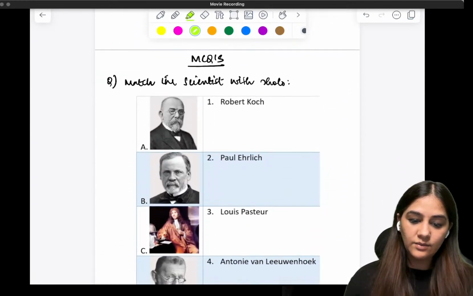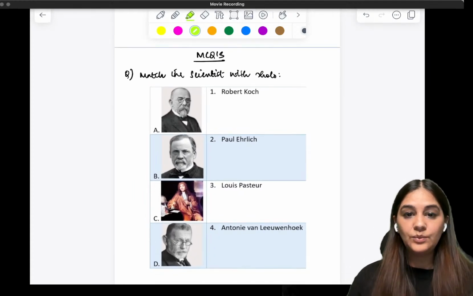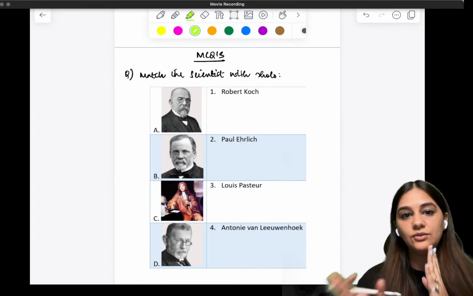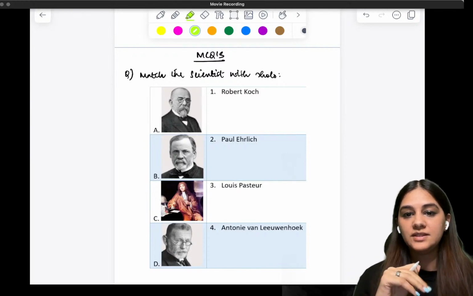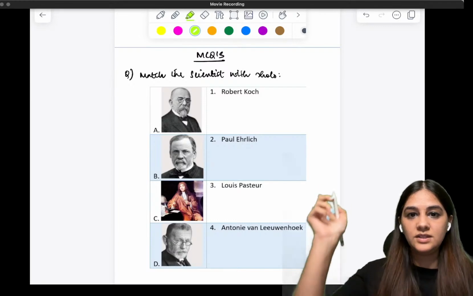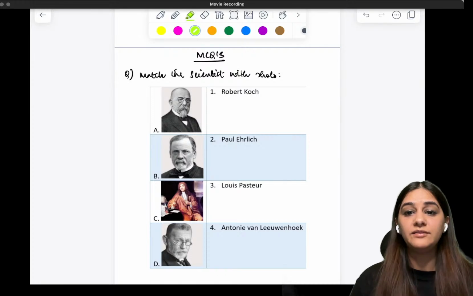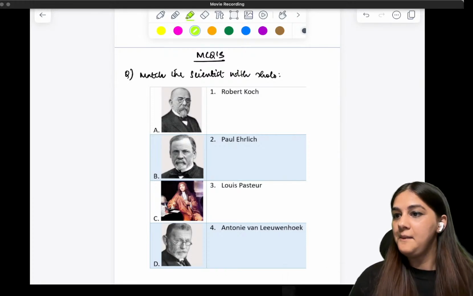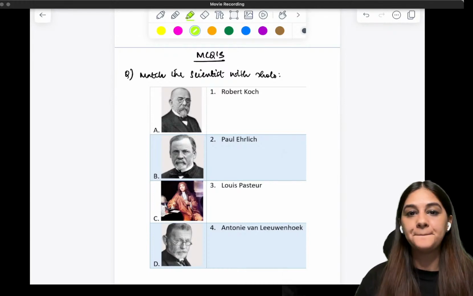Lastly, we are going to come to this MCQ. I want you to match the photo of the scientist with the name of the scientist. So that is how we remembered it. Can you do this? Match the photo of the scientist with the name of the scientist. Can you see these four names? Yes. So I want you to give me comments in the comment section and tell me. I'm waiting.